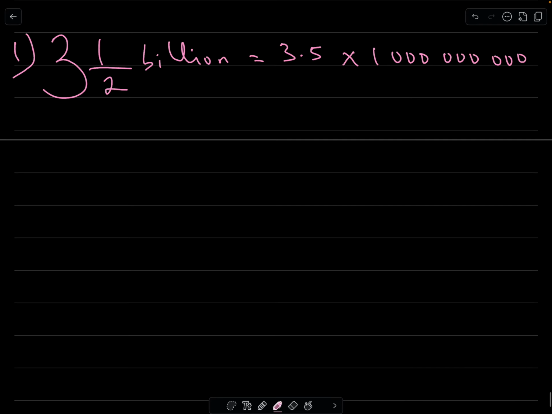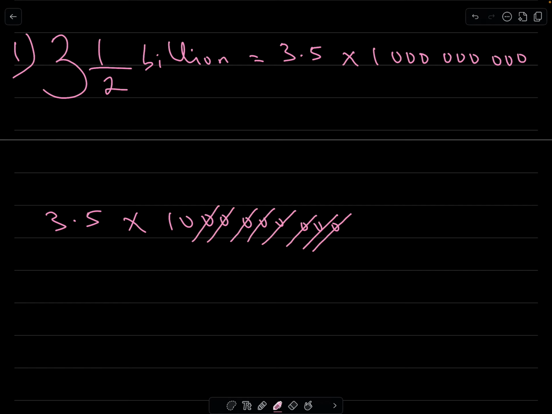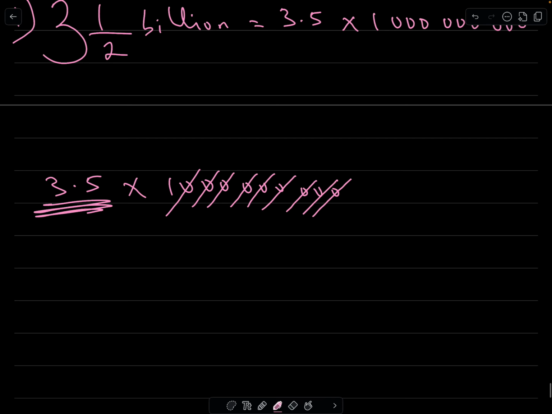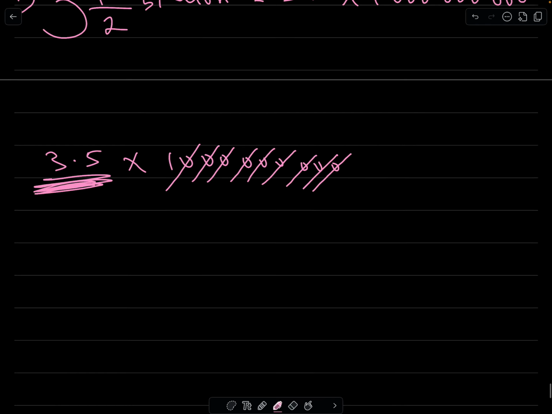Now how do you do that? Let's do it here. You can do it in your jotter this way: 3.5 times 1 billion. 1, 2, 3, 1, 2, 3, 1, 2, 3. That's 9 zeros. So you cancel all the zeros, 1, 2, 3, 4, 5, 6, 7, 8, 9, and you move the decimal in this 3.5 forward 9 times.